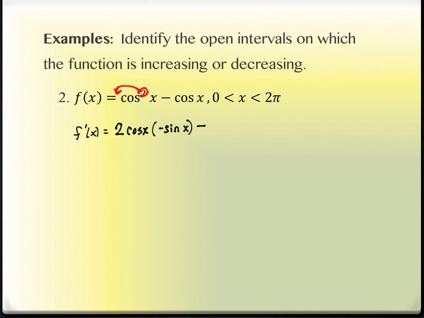And then I need the derivative of cosine, right, for the negative cosine part at the end. What's the derivative of cosine? Negative sine. So we'll tidy this up a tiny bit. It doesn't require a whole lot. I'm going to move the negative to the beginning. So I have negative 2 cosine x sine x, and then plus the sine of x. That's the derivative. After I find my derivative, what do I do?